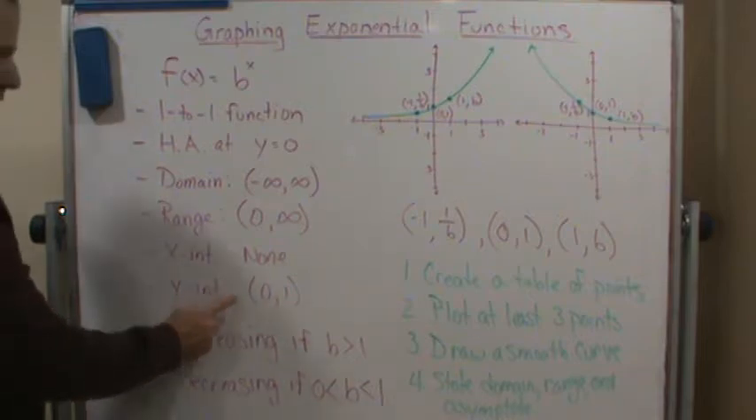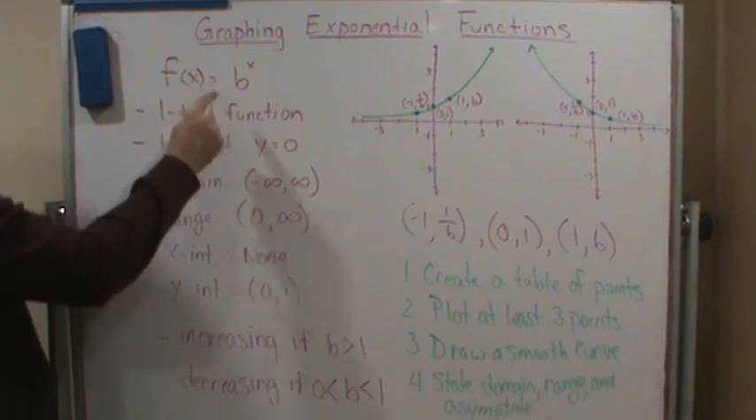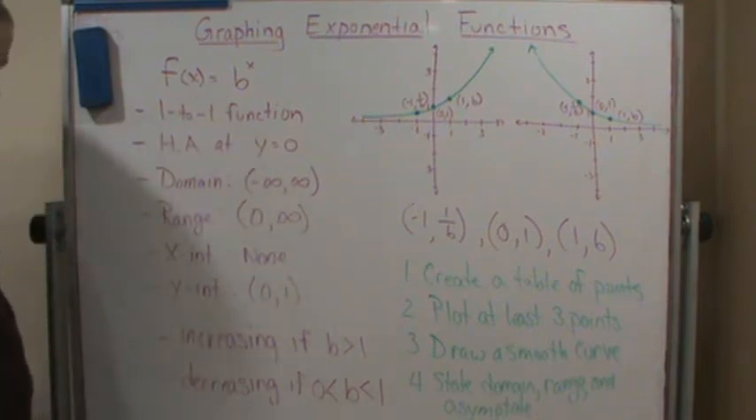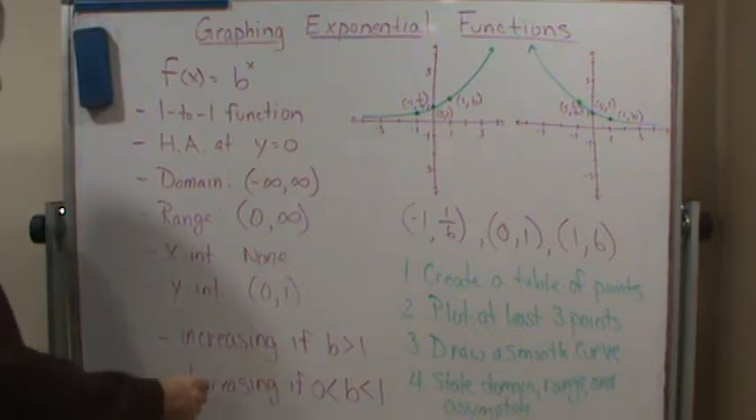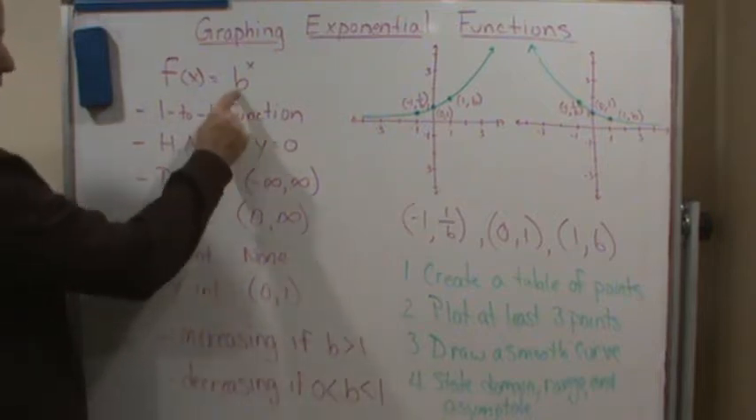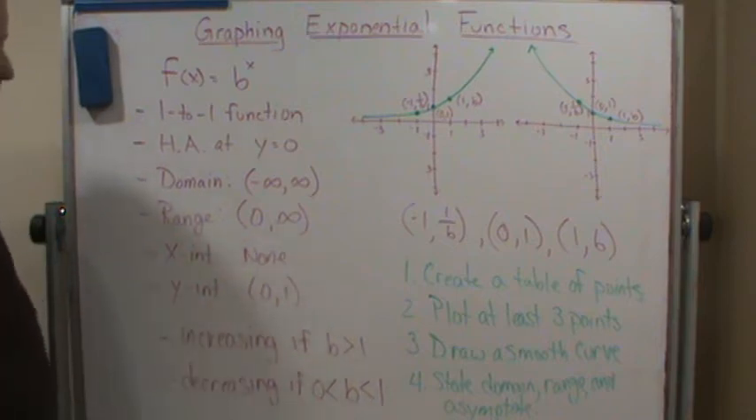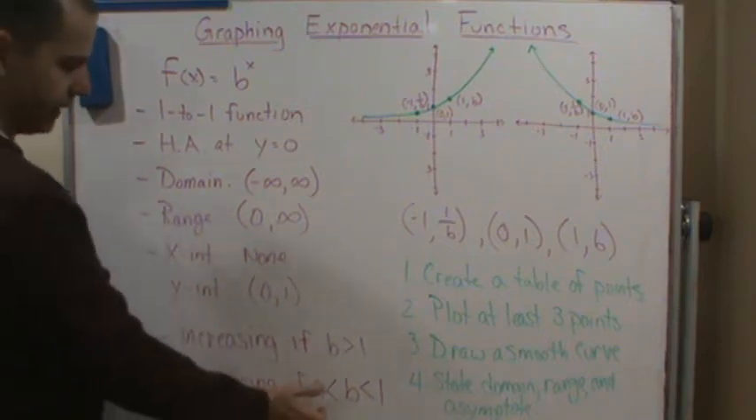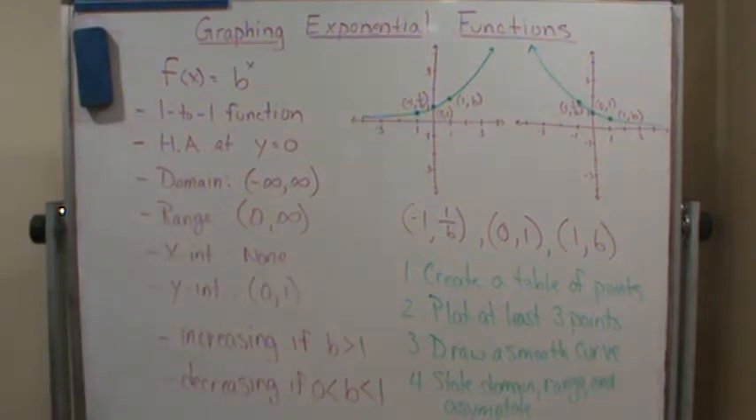The y-intercept is at (0, 1). In fact, all exponential functions of this form always go through (0, 1). The function is increasing if the base, which is the b, so this is called the base, is greater than 1. If the base is between 0 and 1, it is a decreasing function. Okay, so those are the characteristics of an exponential function.